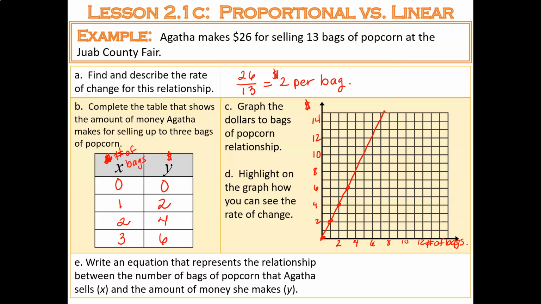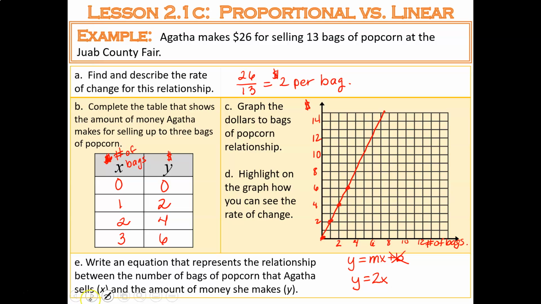Okay, so let's write an equation that represents the relationship between the number of bags that Agatha sells, X, and the amount of money she makes, Y. She starts at 0, so we want this format. Since she starts at 0, we won't need a new starting point, and her rate is $2 per bag, so Y equals 2X. There is her equation.